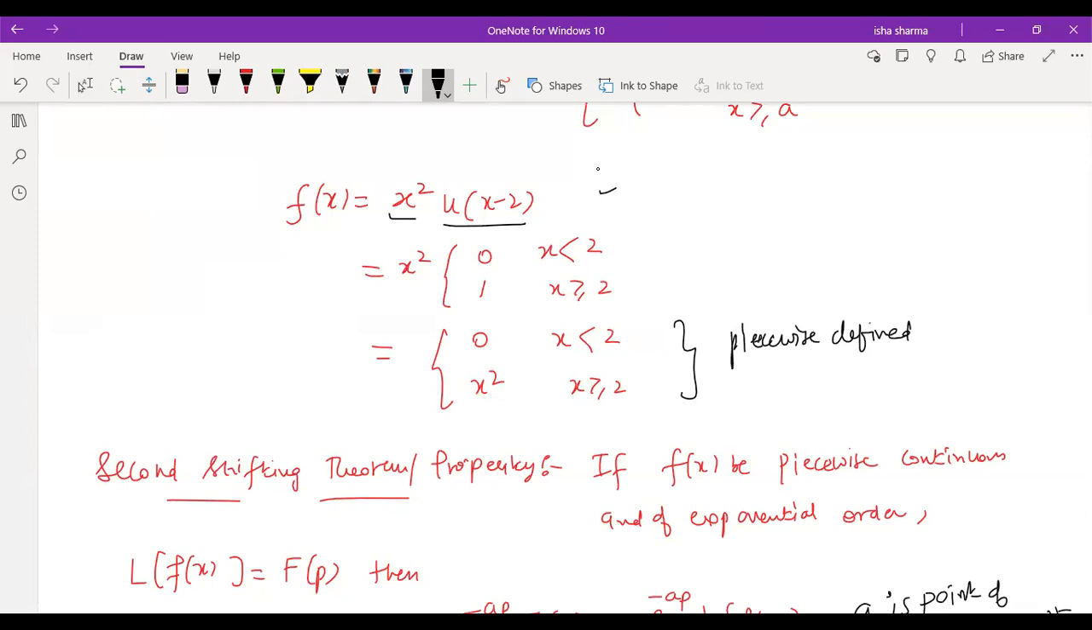So if I ask you a question: we already know how to find the Laplace transform of these types of functions which are defined piecewise, whose domains are divided at several points of discontinuity. Suppose you do not know the second shifting theorem, but we already have a technique to find the Laplace transform of this kind of function. So how do we do that? Anybody knows the answer?